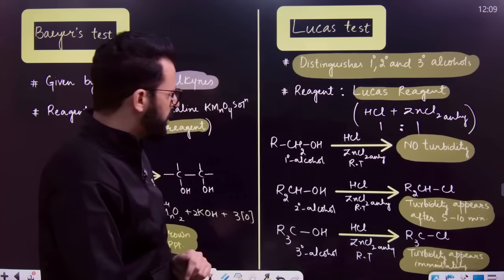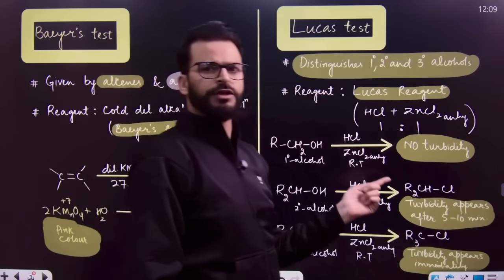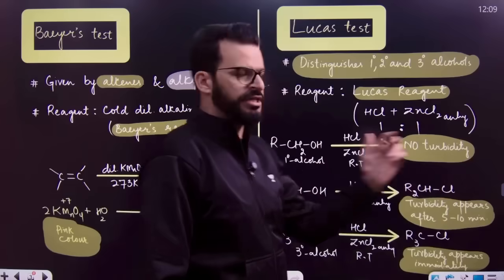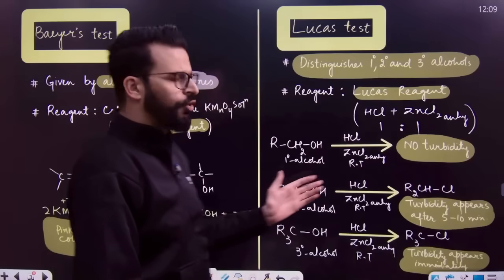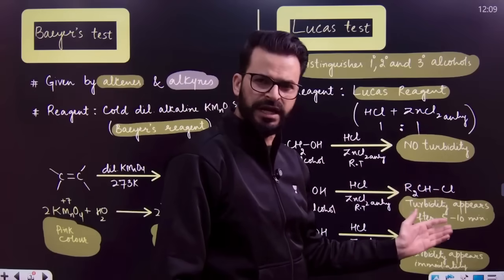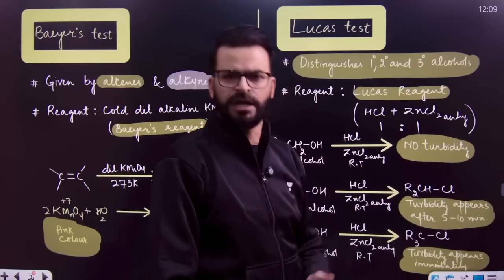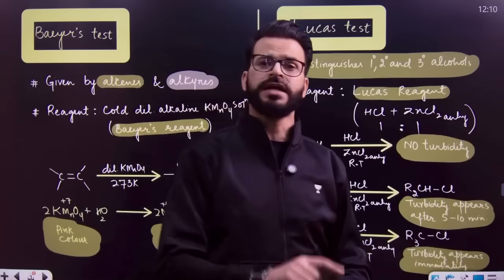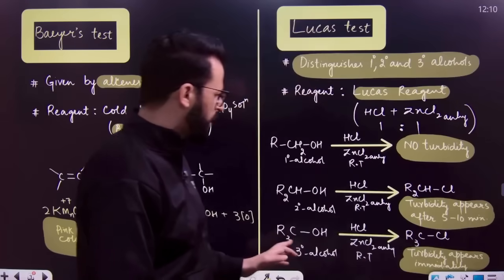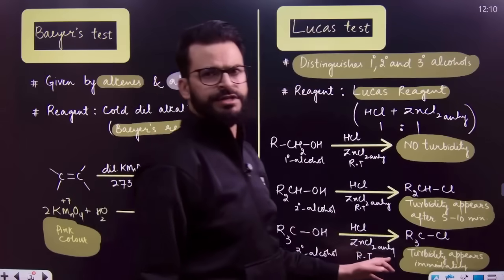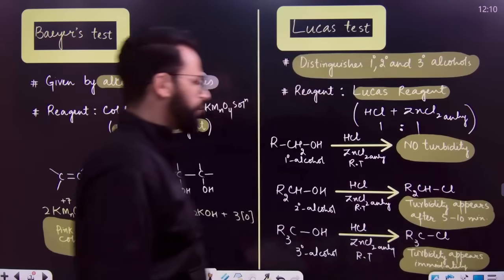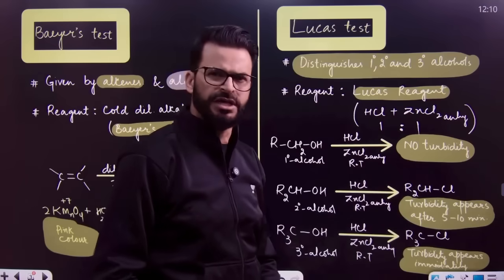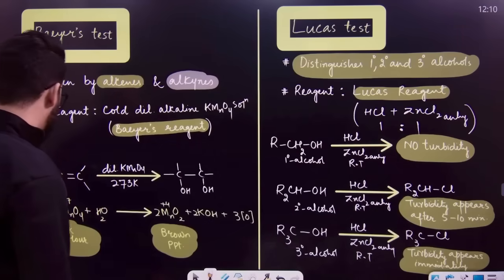What will happen over here? Primary alcohol on treatment with Lucas reagent does not react at room temperature. That means there will be no turbidity at all. But secondary alcohol can react with Lucas reagent to form alkyl chloride. That means turbidity appears, but after 5 to 10 minutes. But tertiary alcohol immediately reacts, because tertiary alcohols are more reactive. They immediately react with Lucas reagent, resulting in the formation of the corresponding alkyl chloride, and hence turbidity appears very immediately, that means in seconds.